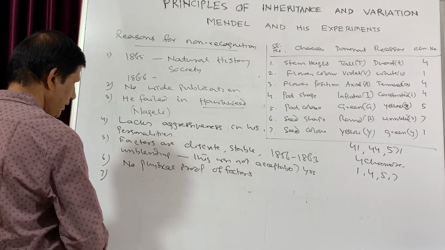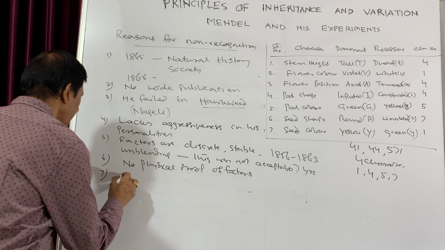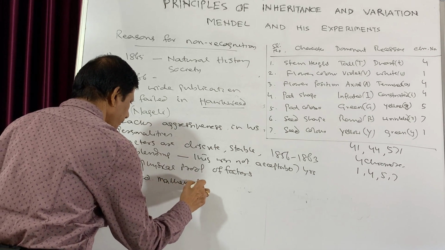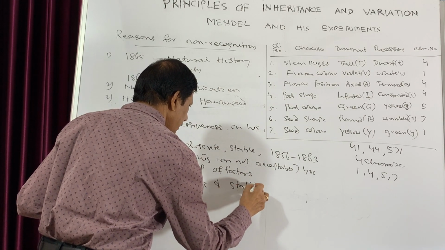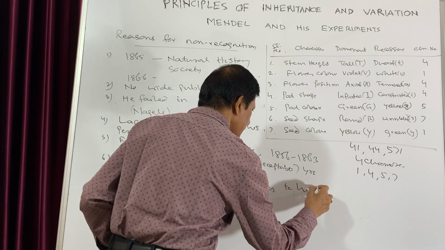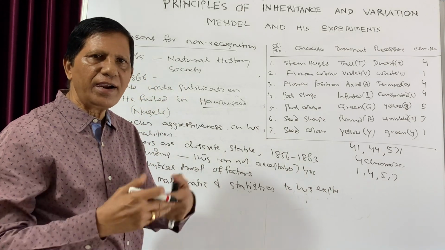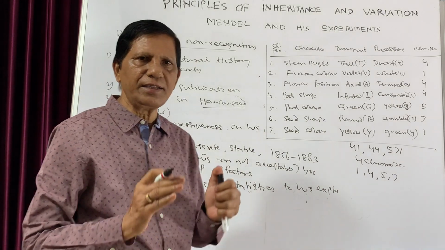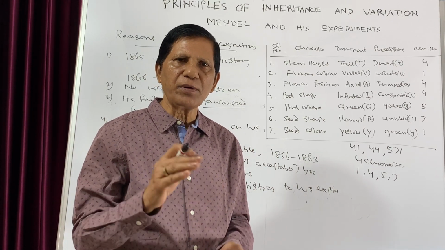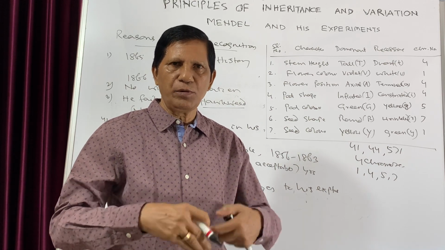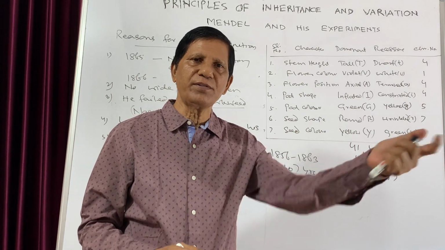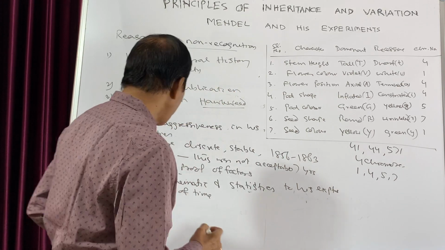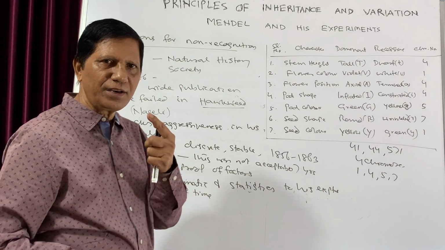Then another point is, Mendel used mathematics and statistics in his experiments. This was ahead of time. That means the scientists who were contemporary to Mendel were not acquainted with the mathematics and statistics that would be applied to biology. So Mendel's work was ahead of time. The scientists could not believe why mathematics and statistics were applied to biology. So they didn't accept it.